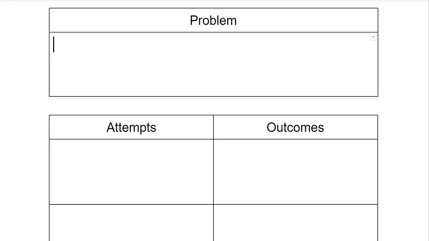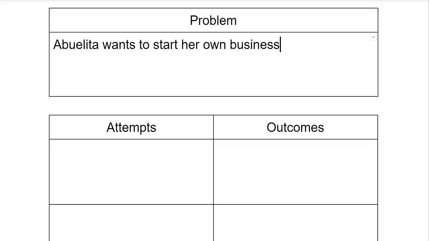Okay, in this video, I'm going to go over the graphic organizer's problem and solution chart for the short story From Daughter to Daughter. So the main problem that Abuelita faces in this story is what? What's the main problem? Well, Abuelita wants to start her own business, but she can't. Why not? She does not have what?